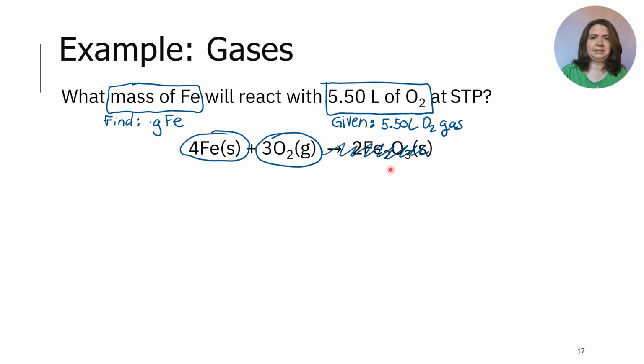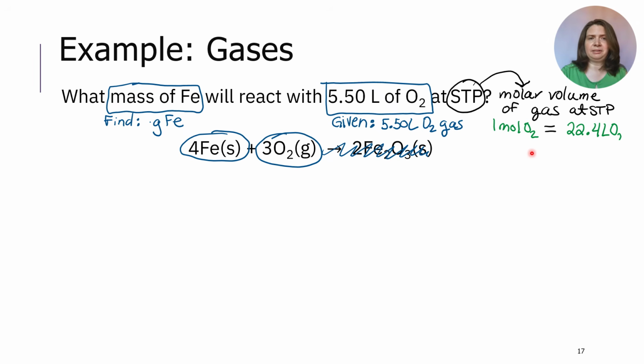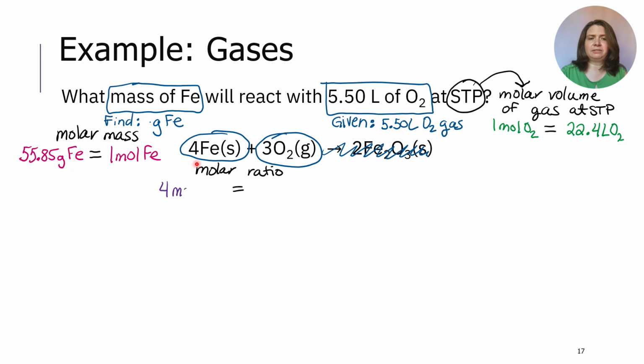Because oxygen is a gas at STP, we use the molar volume of a gas. 1 mole of oxygen at STP will occupy a volume of 22.4 liters. Iron is a solid, so we will use its molar mass. 55.85 grams of iron is equal to 1 mole of iron. From the balanced chemical equation, we know that the molar ratio is 4 moles of iron for every 3 moles of O2. Our calculation is going to have 3 steps.